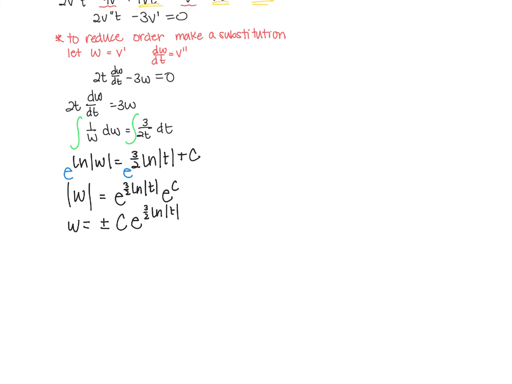Okay, can I do more work? Can I simplify this any? You could bring down the 3/2. Right. We can deal with this portion right here. Remember, a 3/2 in the front is really just t to the 3/2. So this would be w equals plus or minus c t to the 3/2.